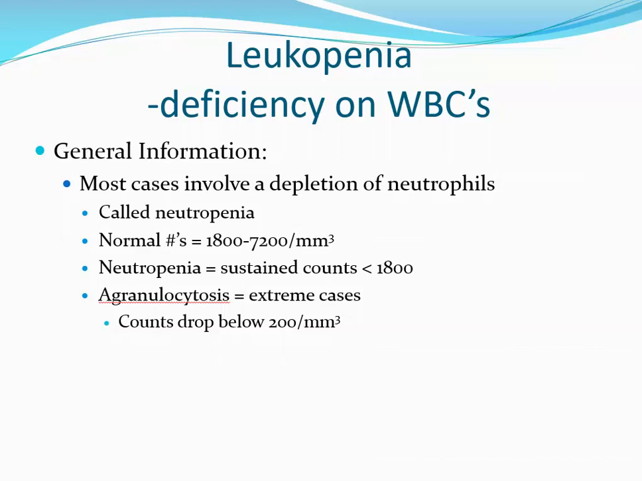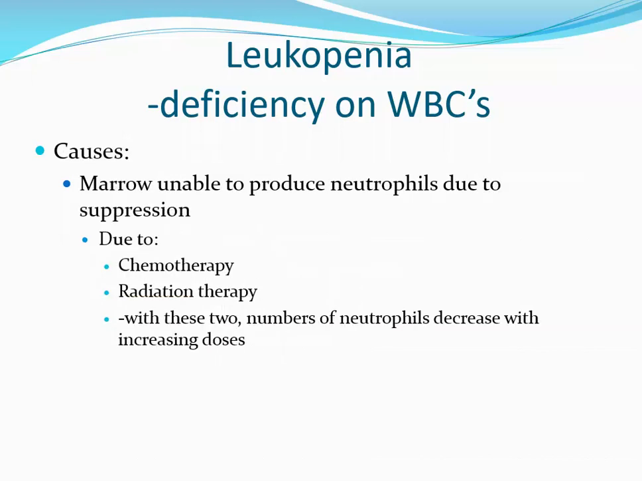Normal neutrophil count should be between 1,800 and 7,200 cells per cubic millimeter of blood. Neutropenia would be when sustained counts are less than 1,800. And then if counts drop even lower, in extreme cases, it is known as agranulocytosis. This is when the counts drop below 200 per cubic millimeter.